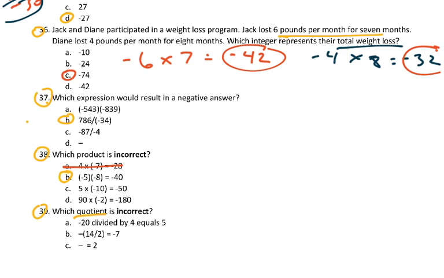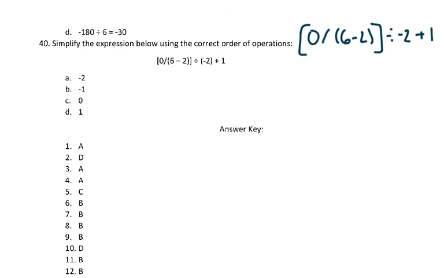For 39, it says which quotient, that means division problem, is incorrect. Let's start out just going through it one at a time. So for A, it says negative 20 divided by 4 equals a positive 5. A negative divided by a positive always equals a negative. So it should be negative 5, so it has to be A. A is incorrect.